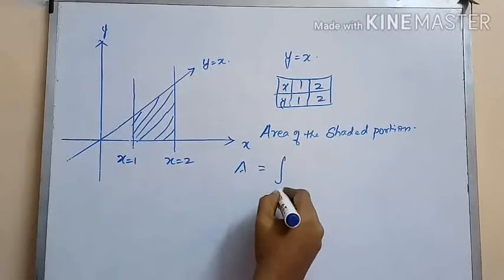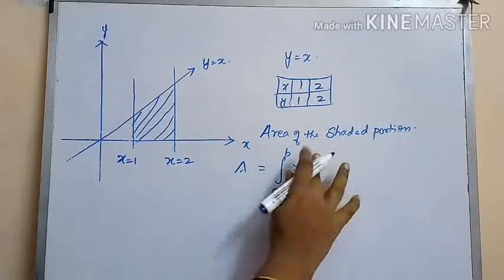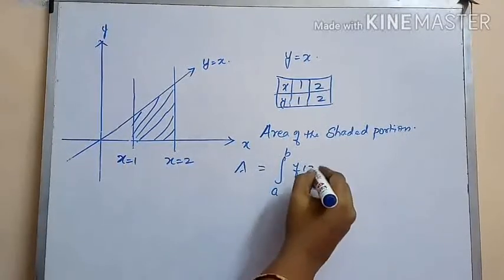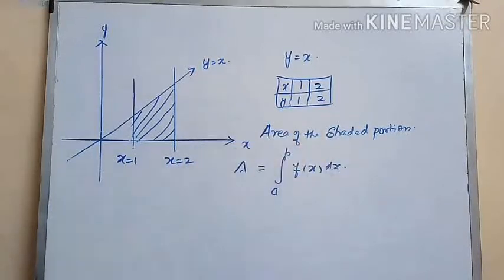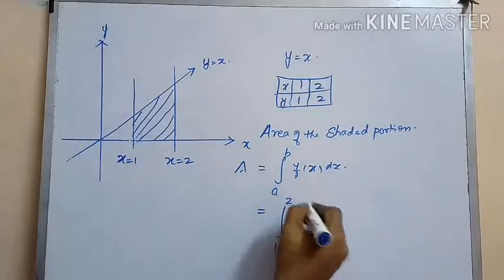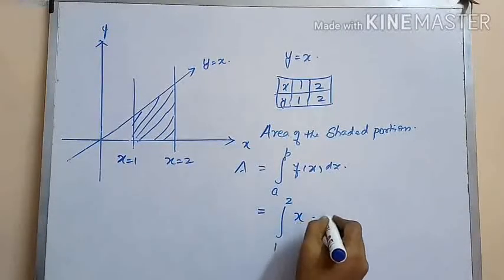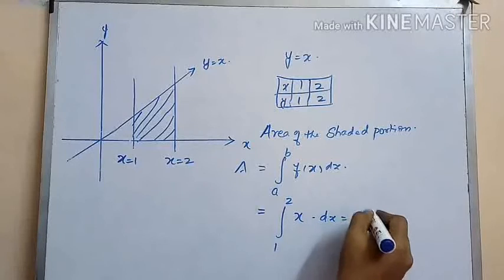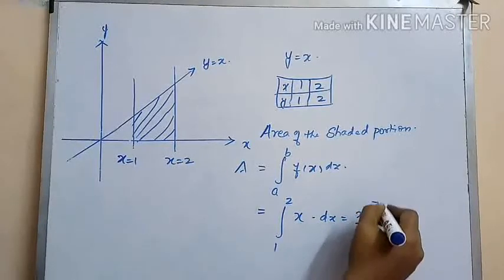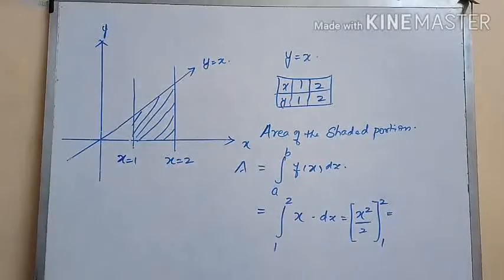Since the shaded region lies to the right of y-axis and above x-axis, area is equal to integral a to b f of x dx, which is integral 1 to 2 x into dx. So integrating we get x squared by 2 within the limits 1 to 2.